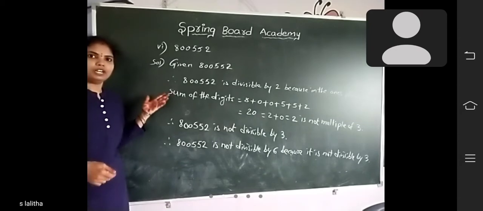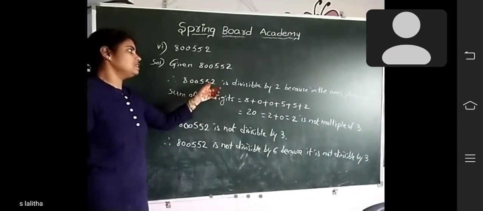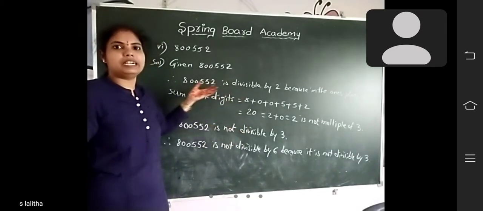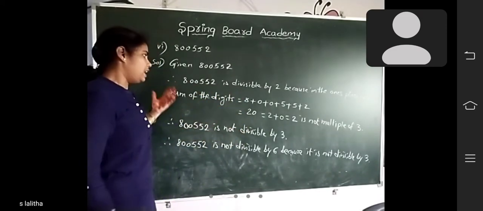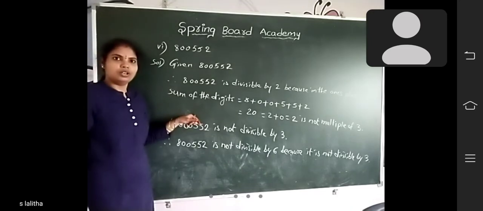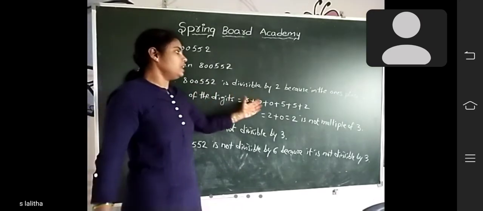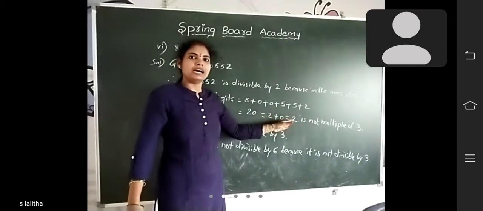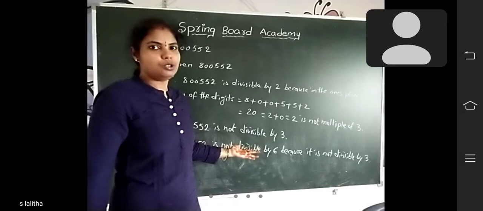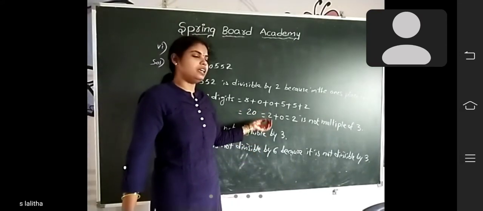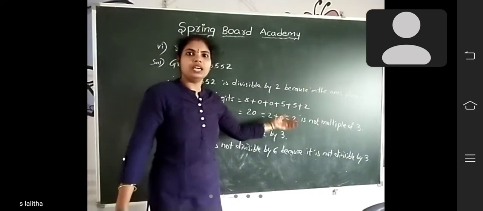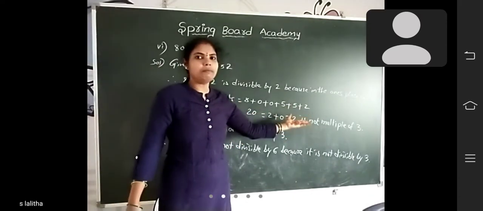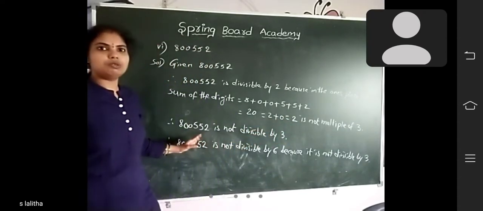What is the divisibility by 2 rule? If in the units place there is 0, 2, 4, 6 or 8, then that number is divisible by 2. And what is the divisibility by 3 rule? You do the sum of the digits. We will get the answer. You have to check whether that answer is a multiple of 3 or not. If it is a multiple of 3, then that number is divisible by 3. Here we get 2. 2 is not a multiple of 3. So it is not divisible by 3.